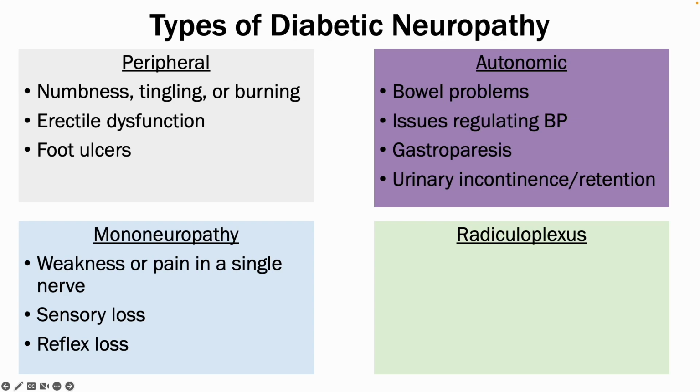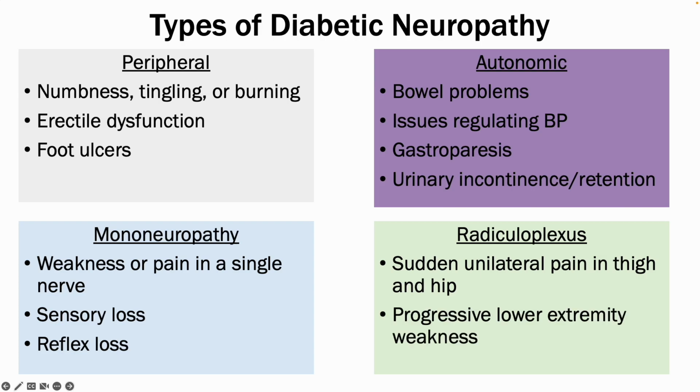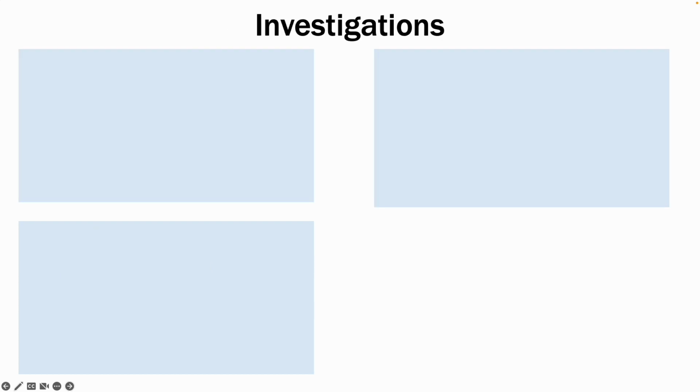Lastly, you can also get radicular plexus neuropathy. Usually the lumbosacral radicular plexus neuropathy is discussed, and it refers to a group of peripheral nerve disorders which cause issues with the proximal leg, and it can present as sudden unilateral pain in the thigh and hip and a progressive lower extremity weakness.